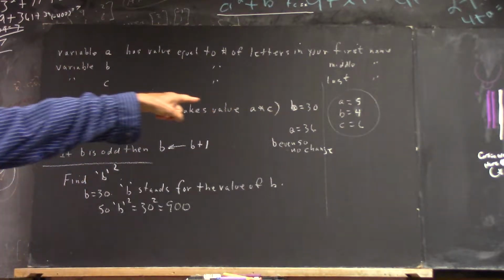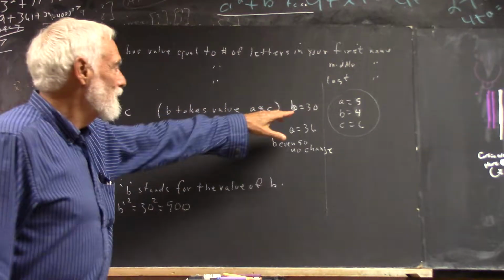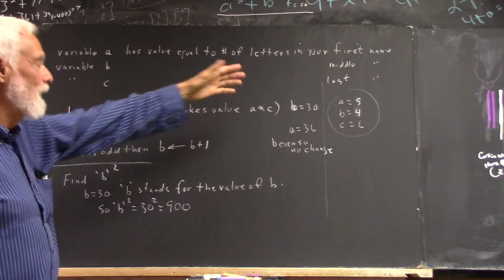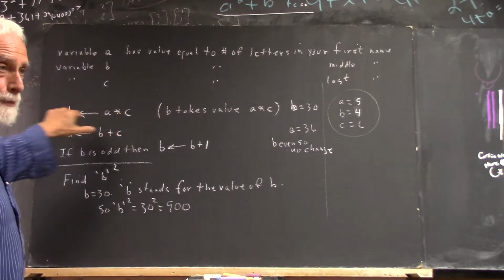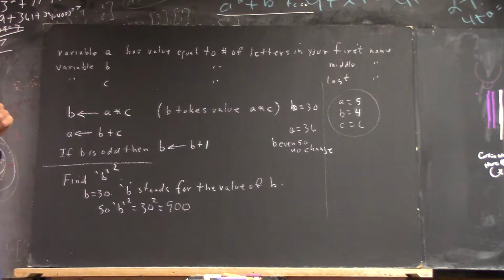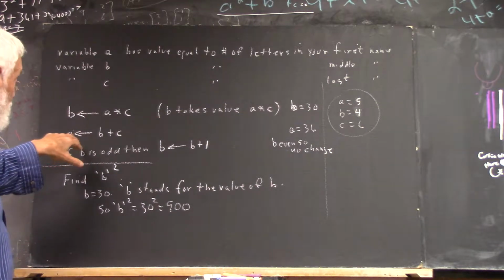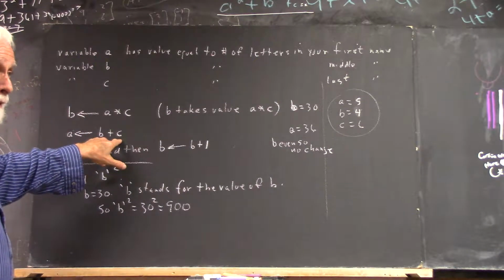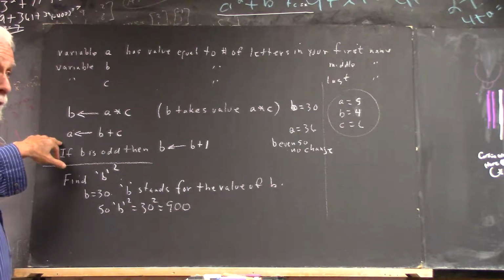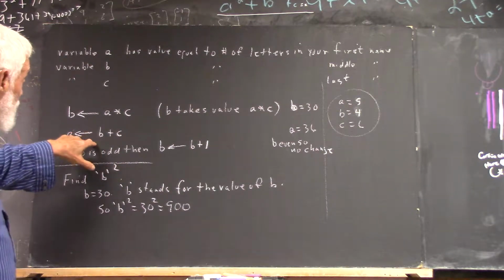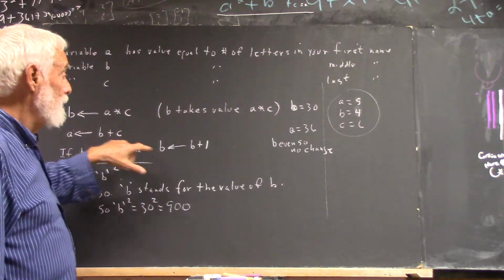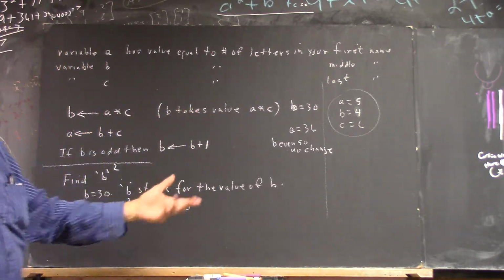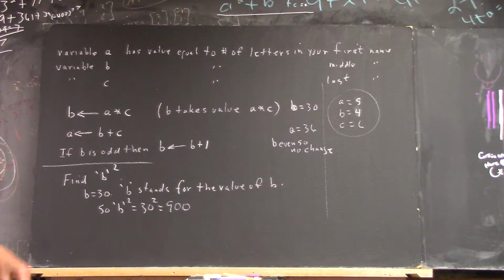Okay, so now A times C is 5 times 6, which is 30. So we assign the value of A times C to B, and now B is 30. Then we get to this step where we assign the value of B plus the value of C to the variable A. Well, B is 30, and C is 6, so we get 36. I got that one right anyway. Okay? And then there's another one.